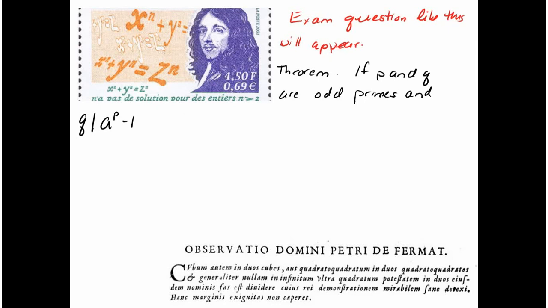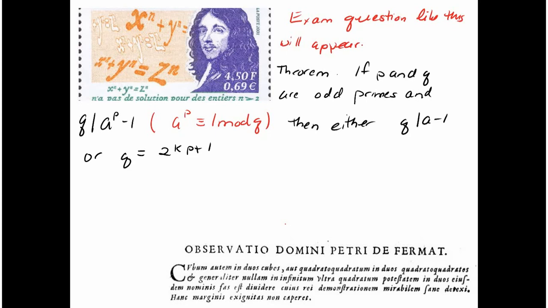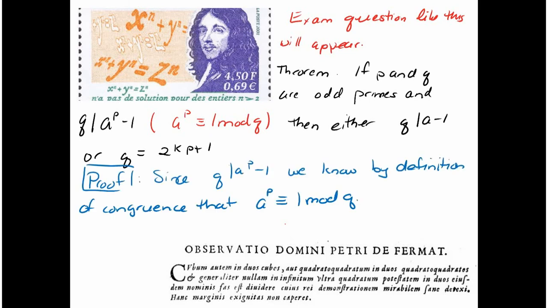Here's another theorem. If p and q are odd primes and q divides a to the p minus 1, realize that this is a redefinition of a to the p is congruent to 1 mod q, then either q has to divide a minus 1 or q is equal to 2kp plus 1 for some integer k. I'm going to prove this one for you. I'm not going to put it on the test, but I just want to prove it for you.